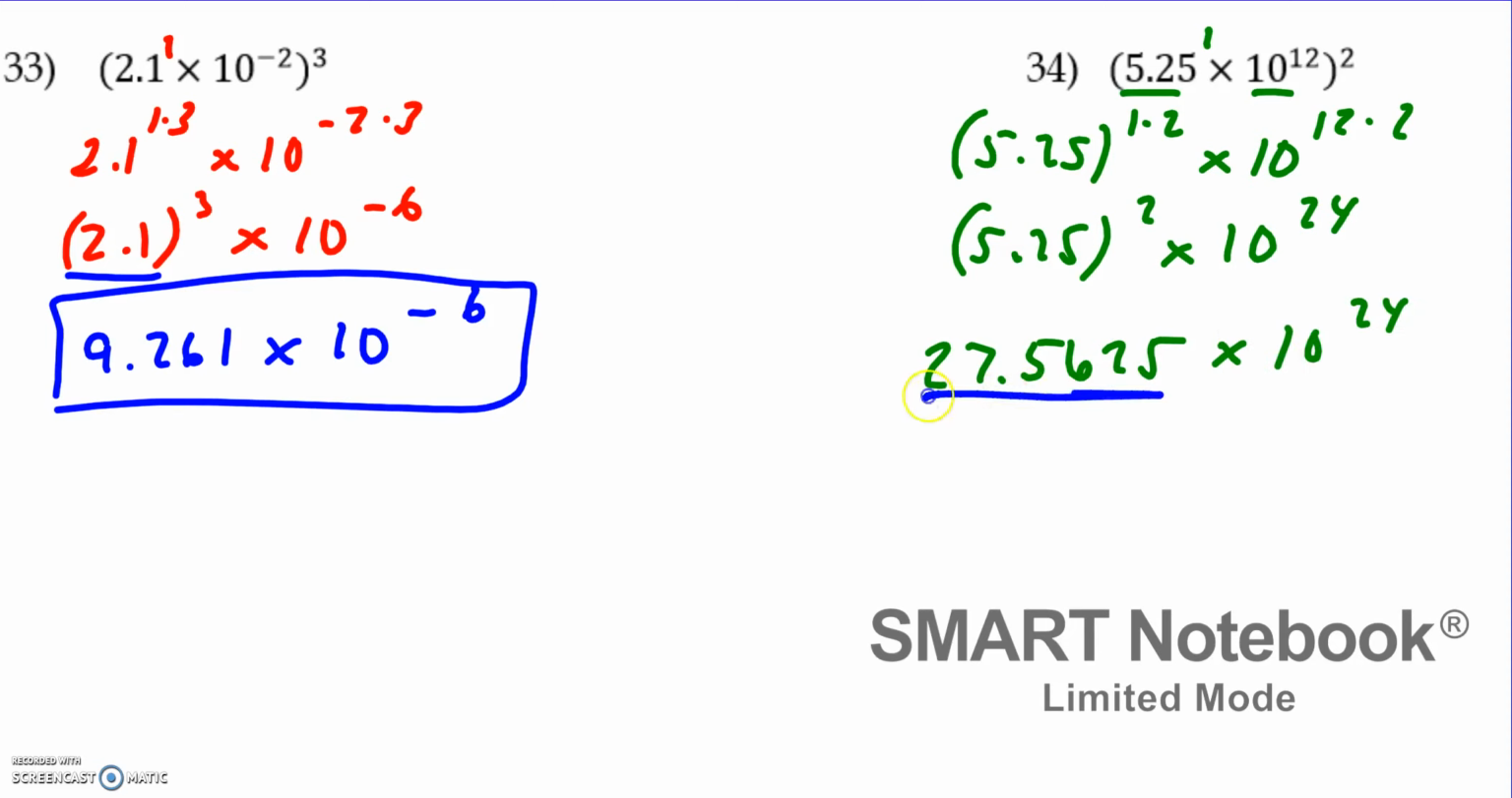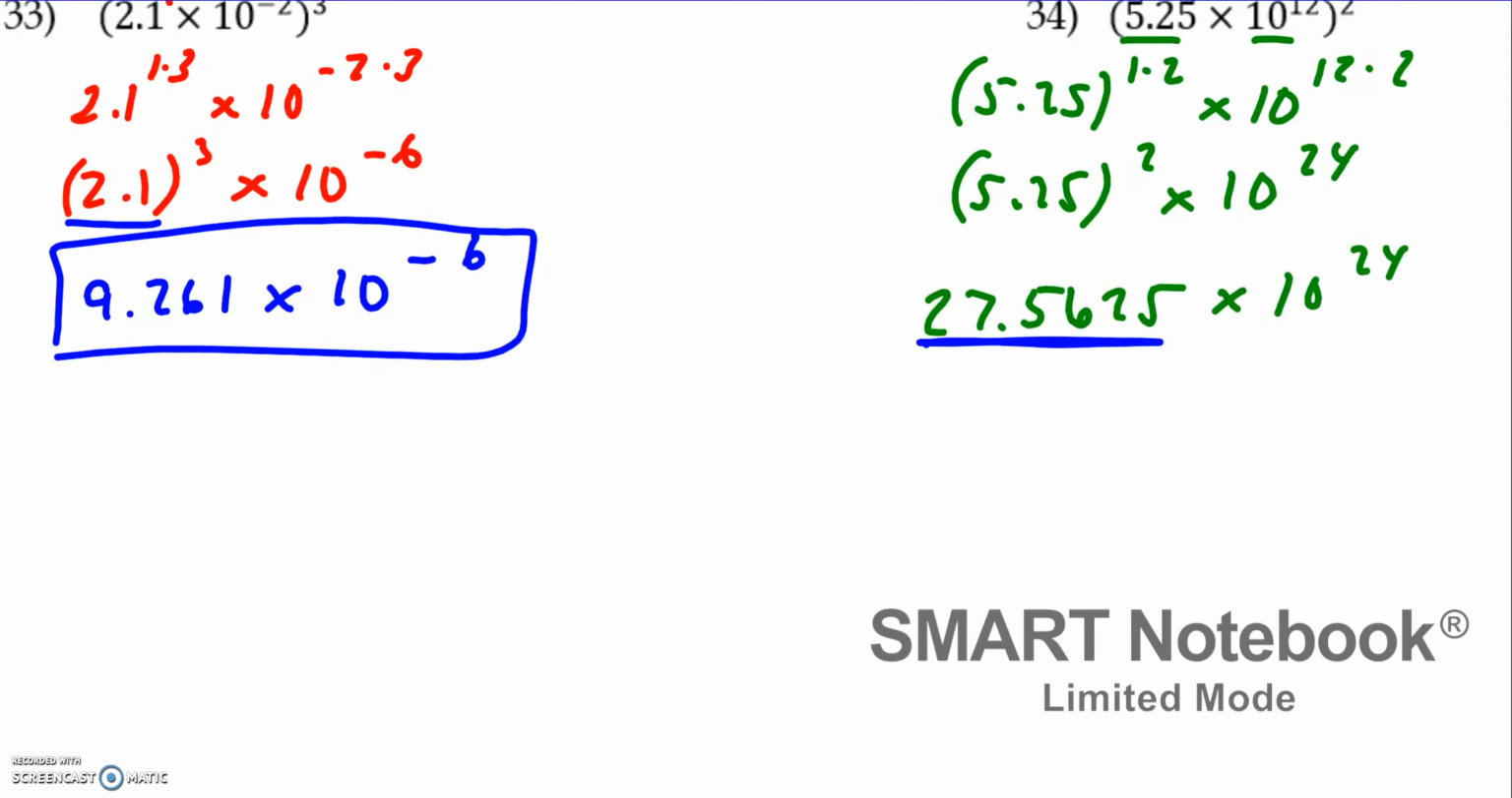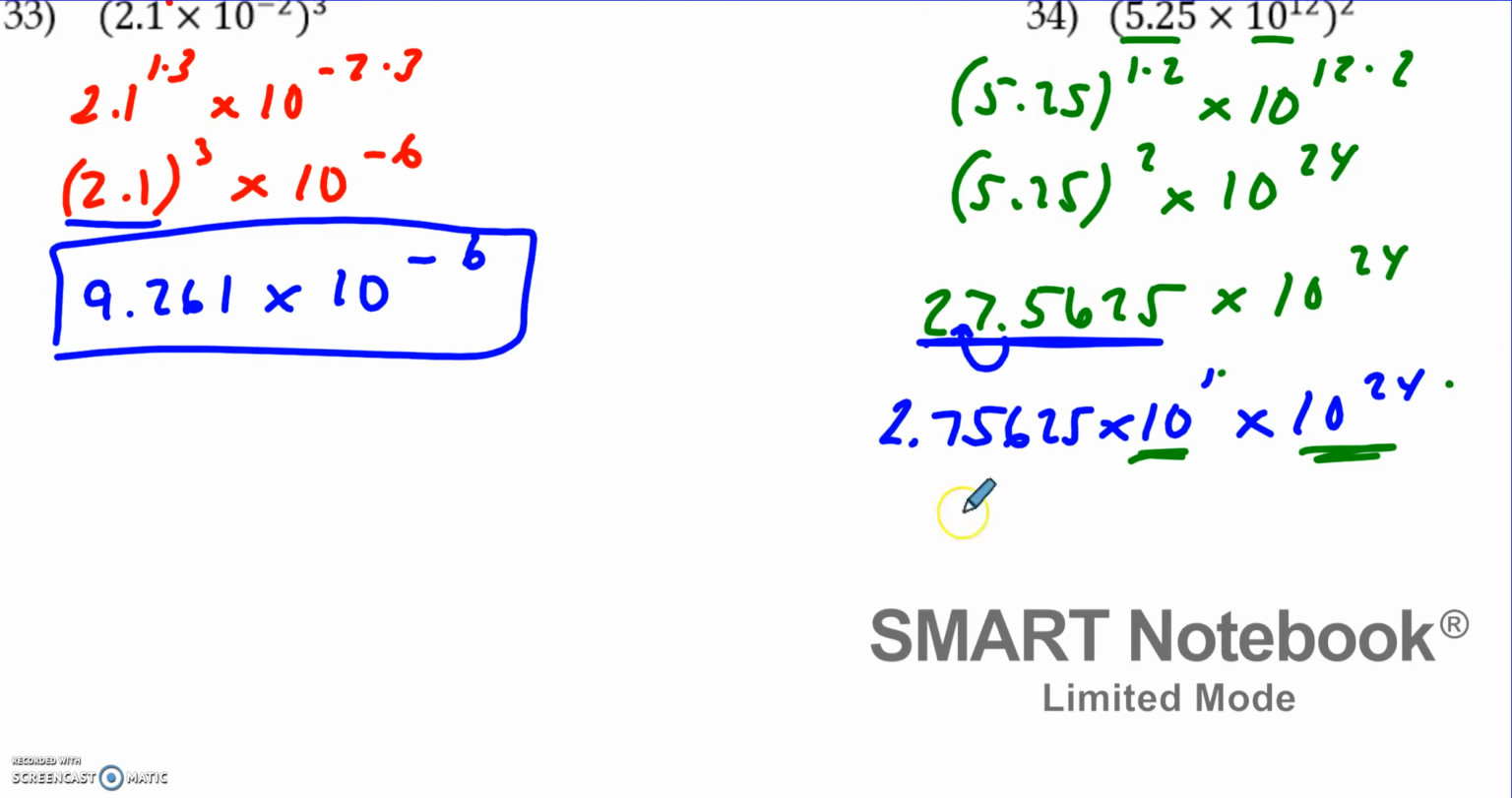Now this time, this number is not between 1 and 10. So if I'd like to change this to something in scientific notation, I move the decimal over to the left one time. Because this number is much larger than 1, that means that in scientific notation, my exponent would be positive. So I have 2.75625 times 10 to the positive first, because I moved it over one position, and the number is bigger than 1. And that is still being multiplied times 10 to the 24th power. Like bases, I add my exponents, so my final answer is 2.75625 times 10 to the 25th power.